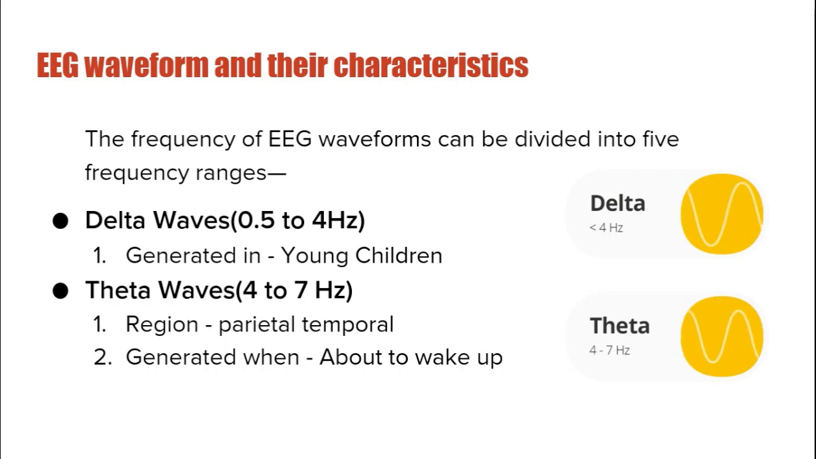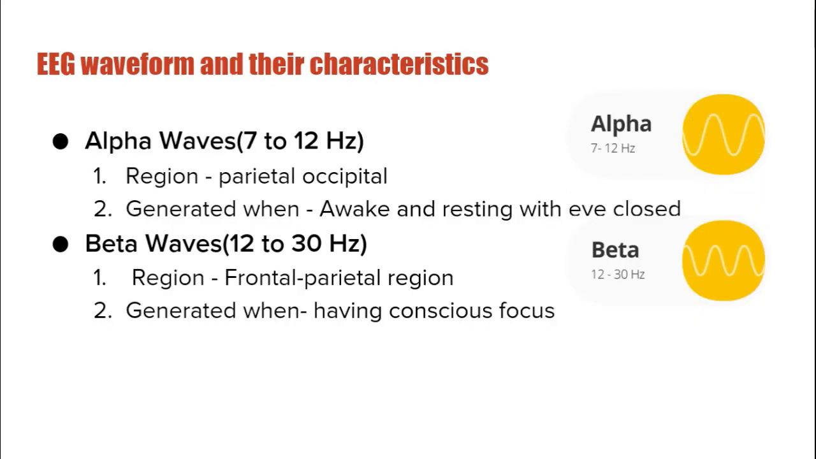They are divided according to the frequency ranges. First one is delta wave. It ranges from 0.5 to 4 hertz. Generally we can get it from young children. Next are theta waves, ranging from 4 to 7 hertz, generated when the person is about to wake up. Next are alpha waves. Their range is from 7 to 12 hertz. They are generated when we are awake, but our eyes are closed.